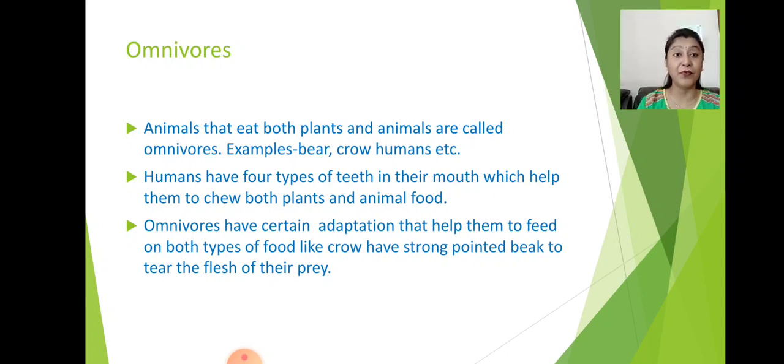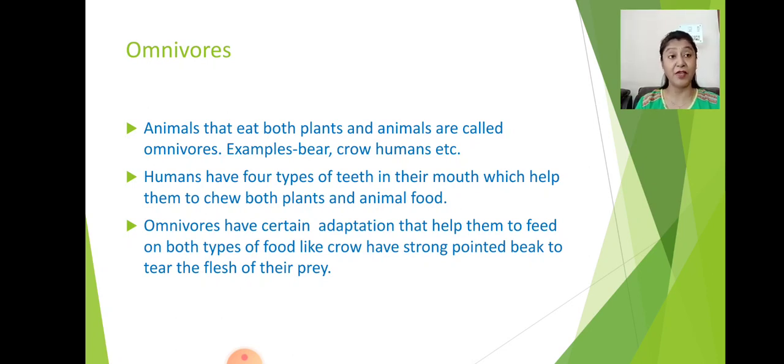How? Because they have 4 different types of teeth in their mouth which help them to chew both plant and animal food. The 4 types of teeth are incisors, canines, premolars and molars. So these are the 4 types of teeth present in a human's mouth which help them to chew the food properly.